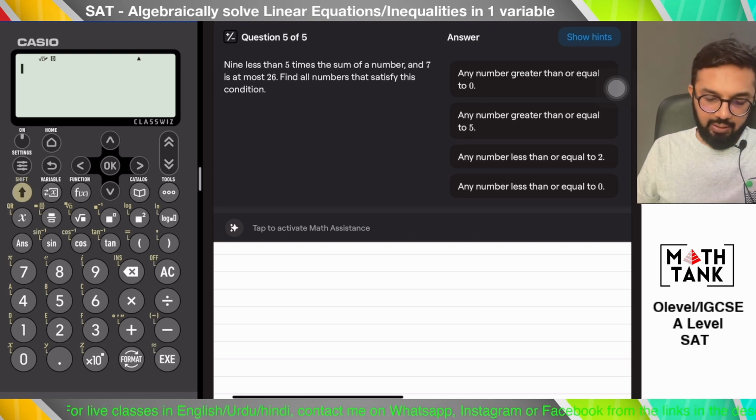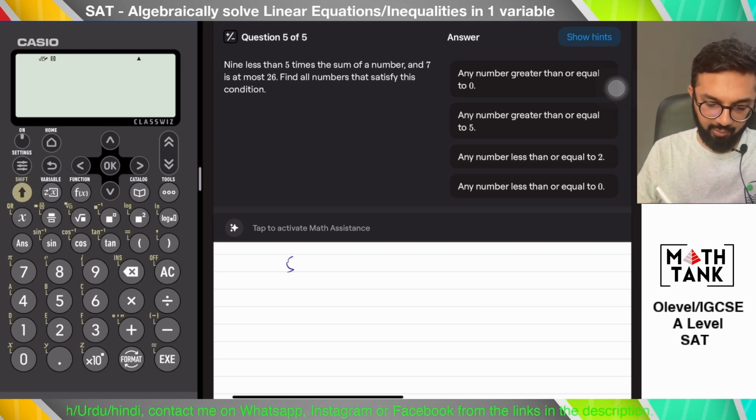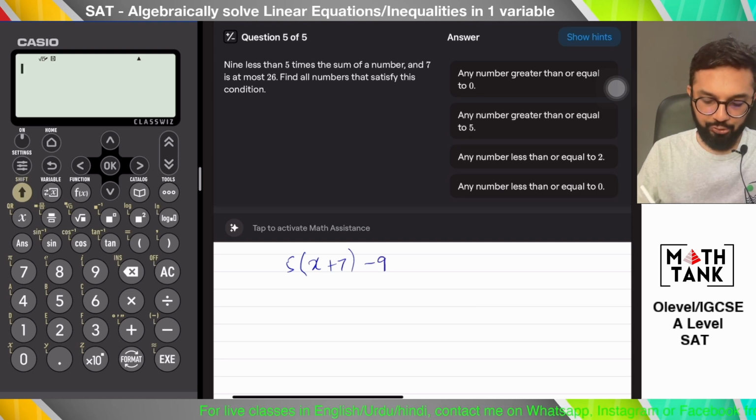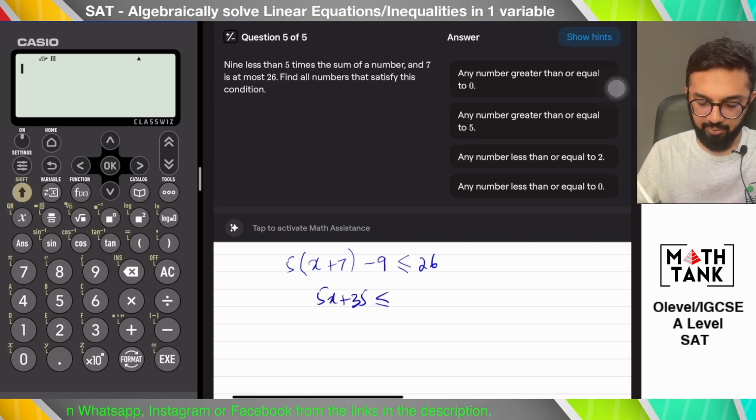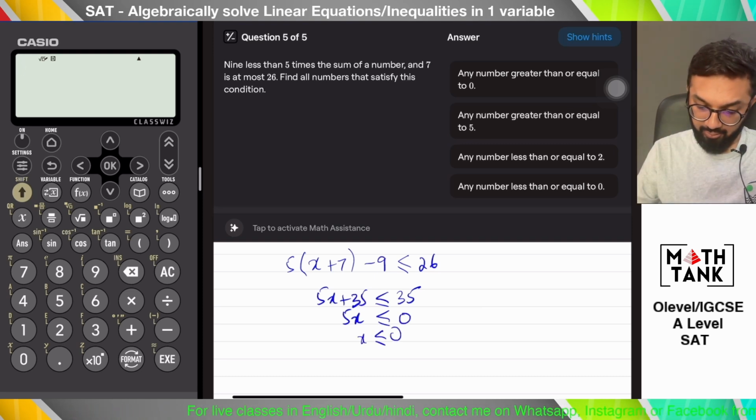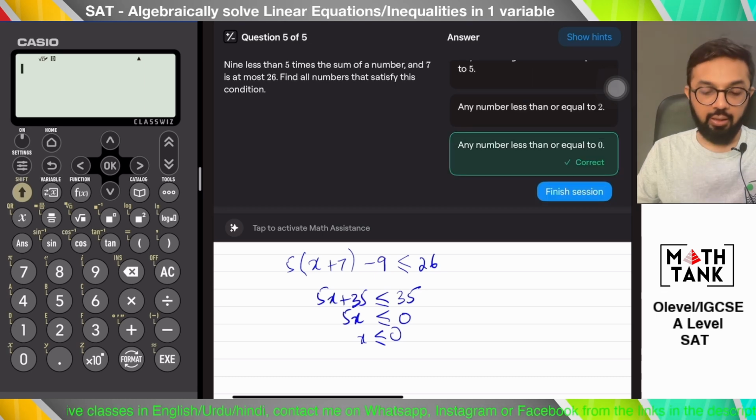9 less than 5 times the sum of a number and 7 is at most 26. So 5x plus 35 is less than or equal to 26 plus 9, which is 35. So 5x is less than or equal to 0. x is less than or equal to 0. Any number less than or equal to 0. That is the correct answer.